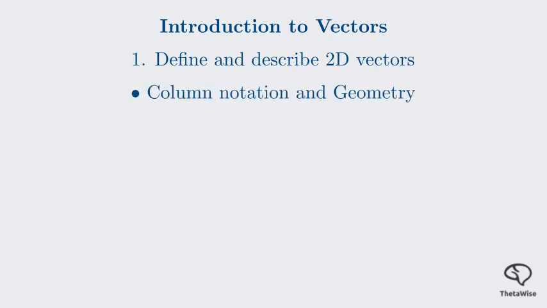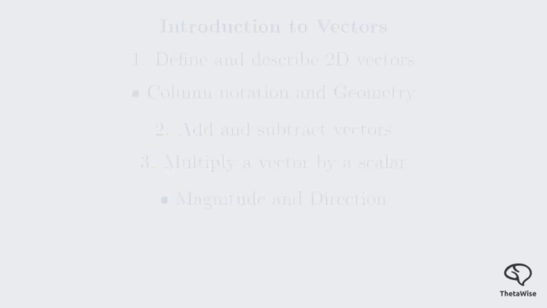Hello! Today we are exploring the world of two-dimensional vectors, a key part of the IGCSE syllabus. By the end of this video, you will be able to describe and define a two-dimensional vector using both column notation and geometry. You will also learn how to add and subtract vectors algebraically and visually. Finally, you will be able to multiply a vector by a scalar and understand what that does to its magnitude and direction. Let's start with the basics.